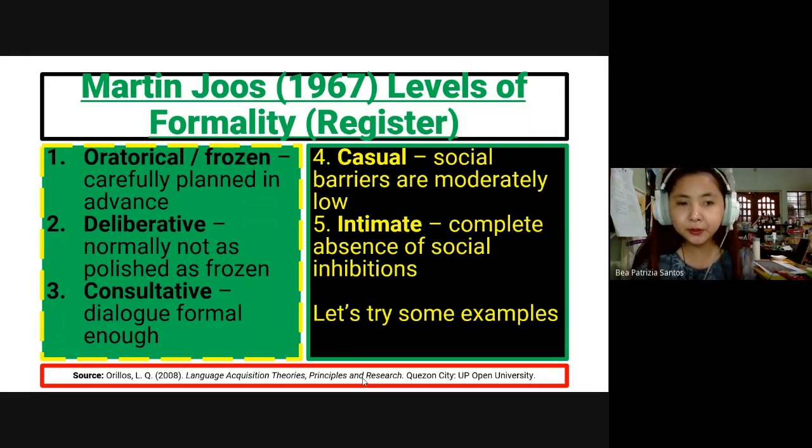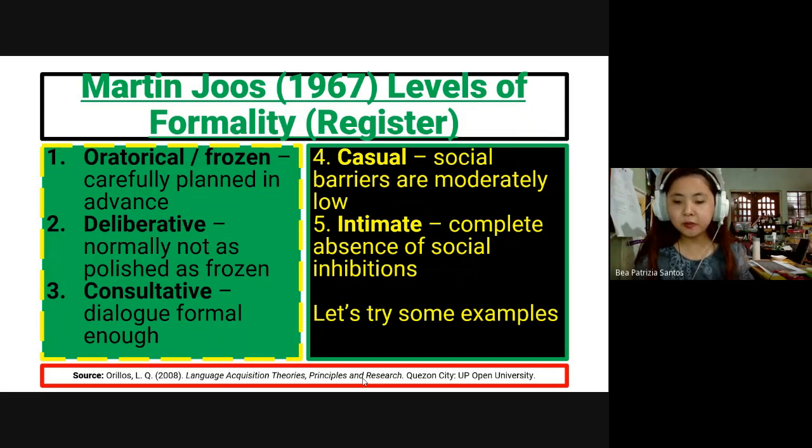And we have the fourth one. This is the type of conversation you do with friends, colleagues, or relatives. And the last one, the conversation between family, loved ones, and significant others.